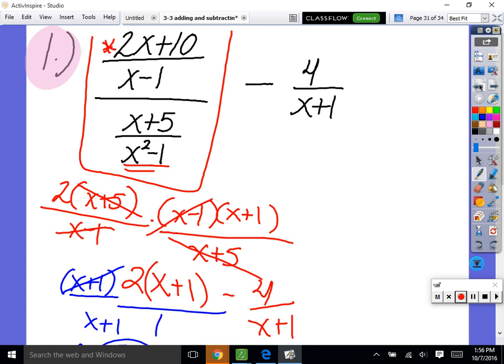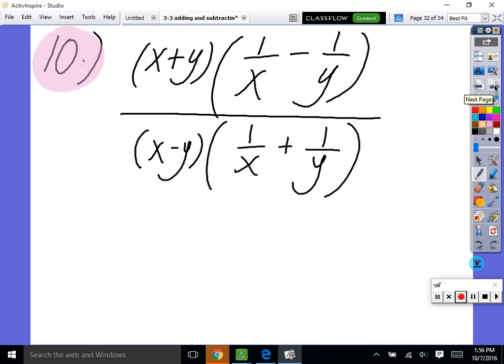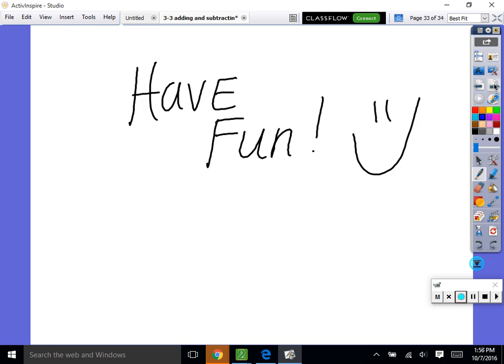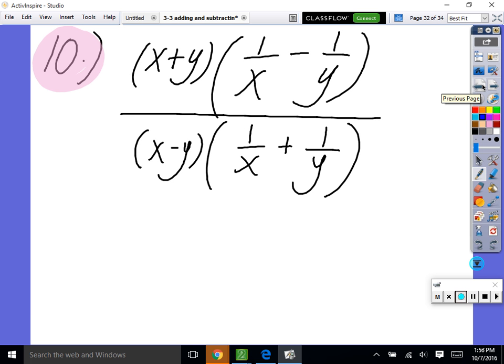Okay. Number 10. It looks a lot harder than it is. Now there's a couple of different ways you could do that one. I don't know if we should spend too much time on that one. Do you want to go through it, or see how we'd start it? Or do you want to just practice a few on the first one?